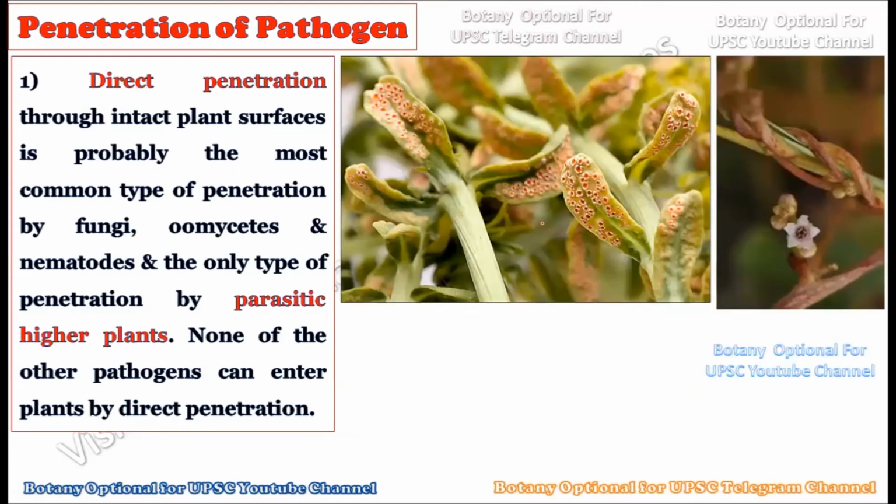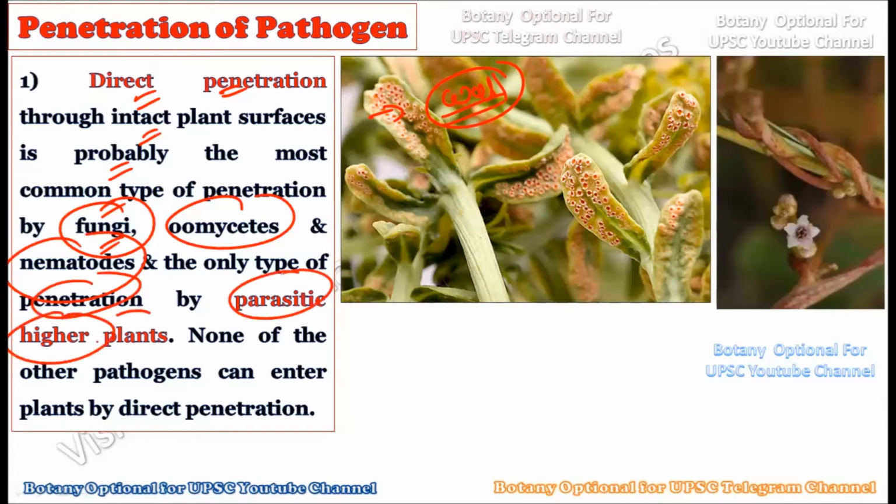Now, the very first method we are going to understand about the penetration of pathogen within the plant body is the direct penetration. As you know, direct penetration involves the breakage of the cell wall. Okay, the cell wall should break so that there can be the entry of a pathogen within the plant body. Now, through the intact plant surface is probably the most common type of penetration by the fungi, oomycetes and the nematodes. Okay, and it is only some type of penetration by the parasitic higher plants. Okay, it's the only type of entry of the parasitic plant within another plant.